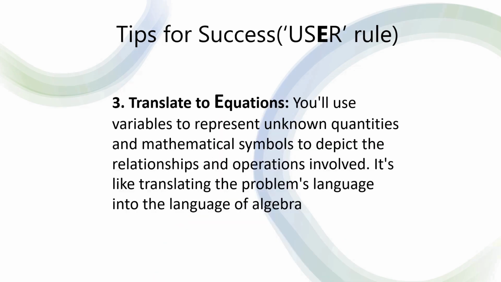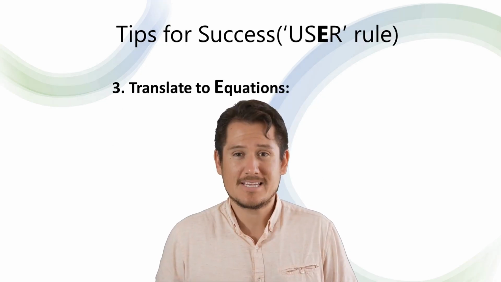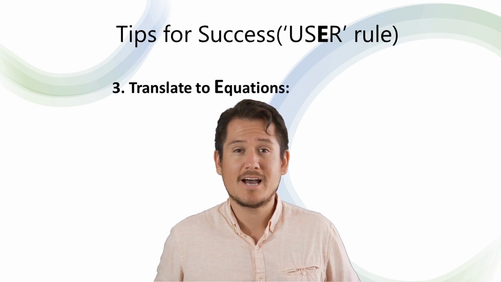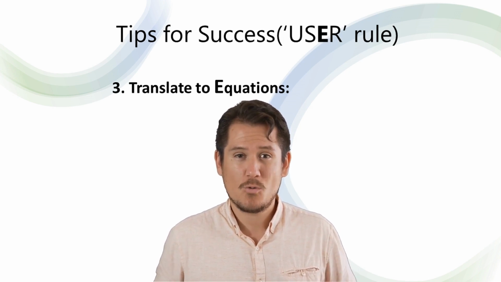3. Translate to equations. This step involves transforming the real-world scenario described in the word problem into algebraic equations. You'll use variables to represent unknown quantities and mathematical symbols to depict the relationships and operations involved. It's like translating the problem's language into the language of algebra. This is a crucial bridge between the problem statement and mathematical solution, as it ensures that you have a clear mathematical representation to work with.